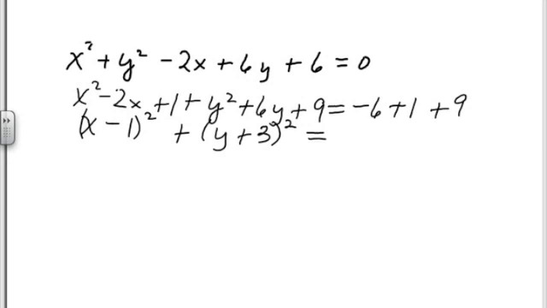On the right-hand side of the equals, add the terms together. The sum is 4. Now you can read the center and the radius. The center of the circle is 1, negative 3. The radius is 2. The square root of 4 is 2.